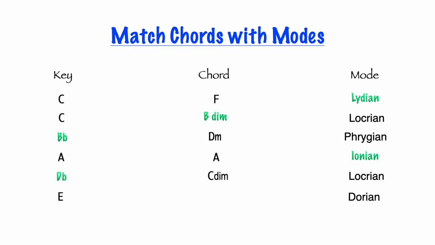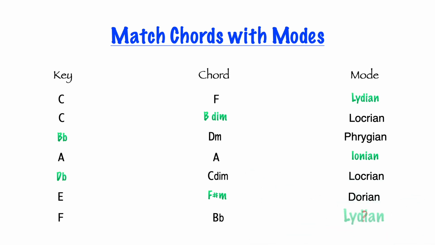E major, Dorian is the second degree. It will be F sharp, and Dorian is minor in quality, so it is F sharp minor. The last one, in F major, B flat is the fourth degree, it is Lydian.